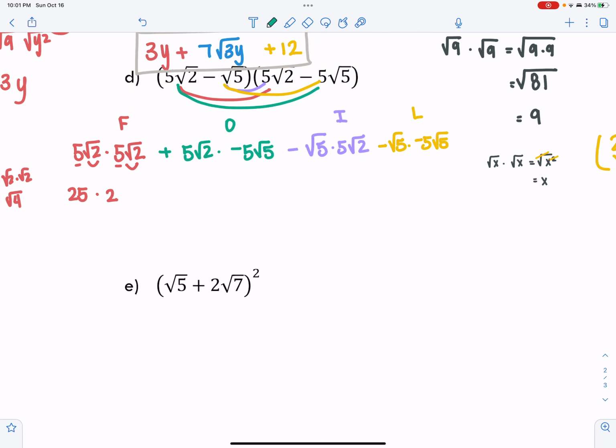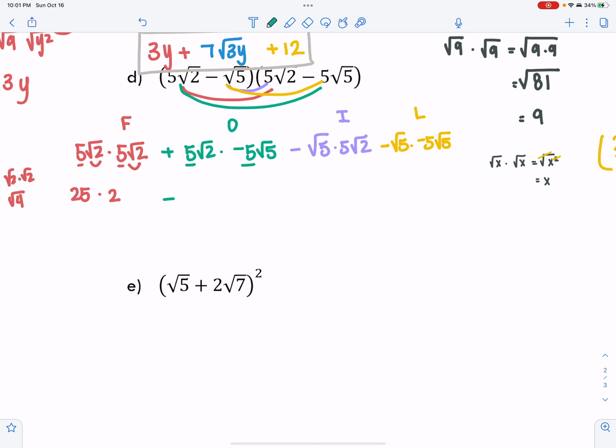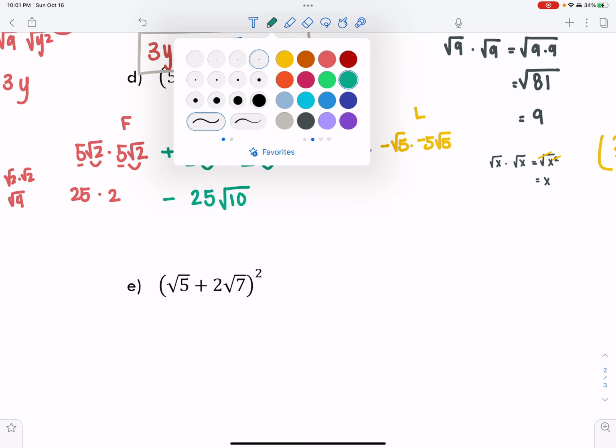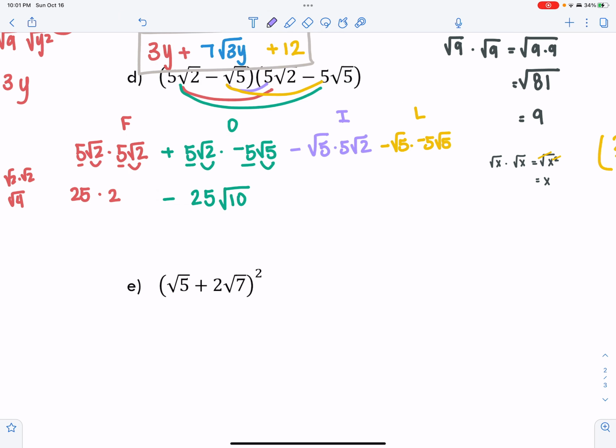All right, the next one. 5 square root 2 times negative 5 square root 5. Well, first, 5 times negative 5 is going to give me negative 25. And then square root 2 times square root 5. Well, 2 times 5 is going to give me square root 10. Next one. Negative, that's really a 1. Negative 1 times 5 is negative 5. Square root 5 times square root 2, again, is square root 10.